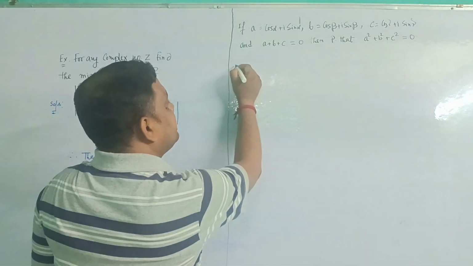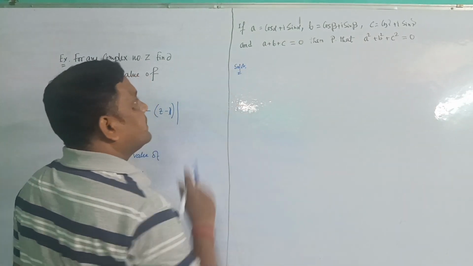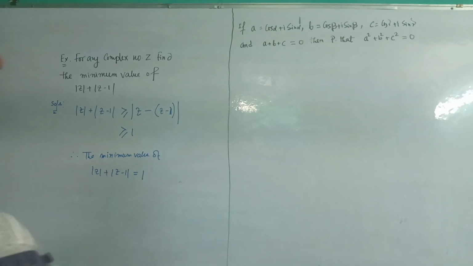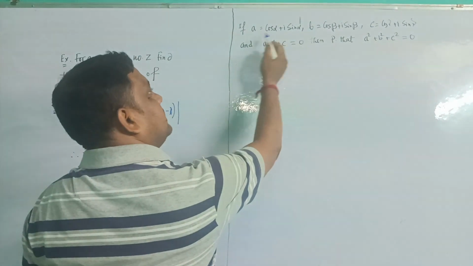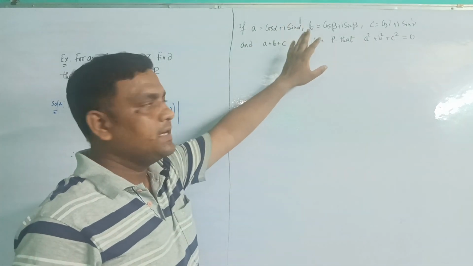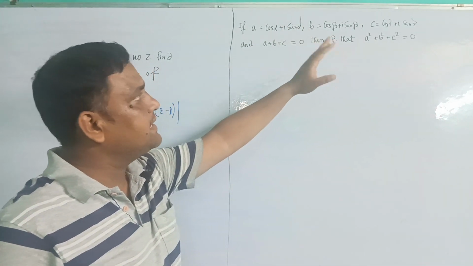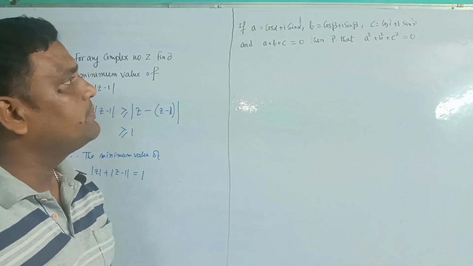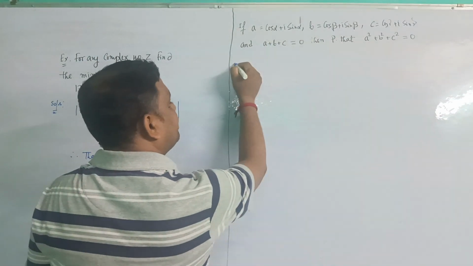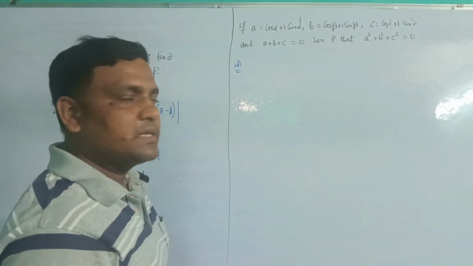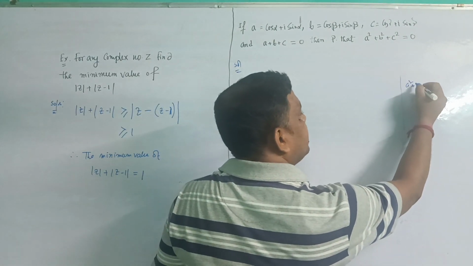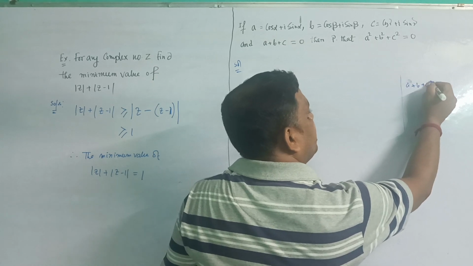Now our second question is here. Our next example: a is equal to cos alpha plus i sin alpha, b is equal to cos beta plus i sin beta, and c is equal to cos gamma plus i sin gamma. Here a plus b plus c is 0 and we need to prove a square plus b square plus c square equals 0. So before going to any process, let's recall our formula for a plus b plus c whole square.